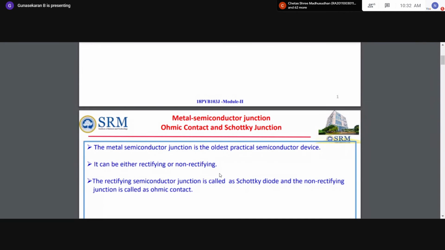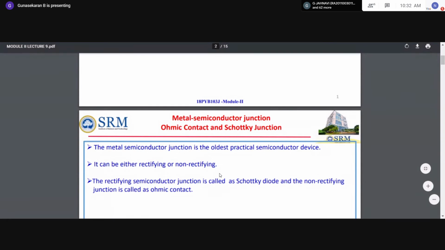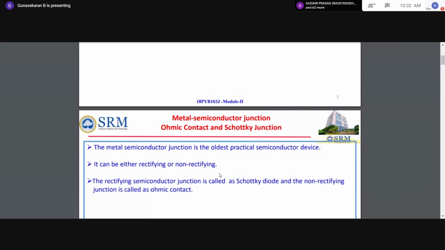So now we get rectifying and non-rectifying junctions. There are two different junctions. One is the rectifying junction, that is the Schottky junction. The other one is the non-rectifying junction, that is the ohmic contact. There are two different metal semiconductor junction formations that take place.